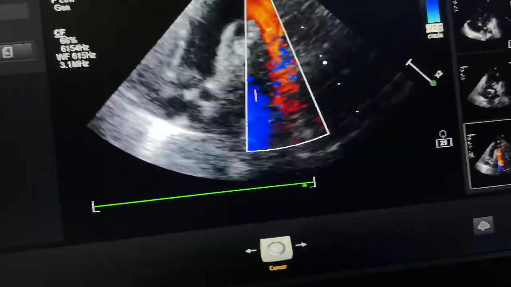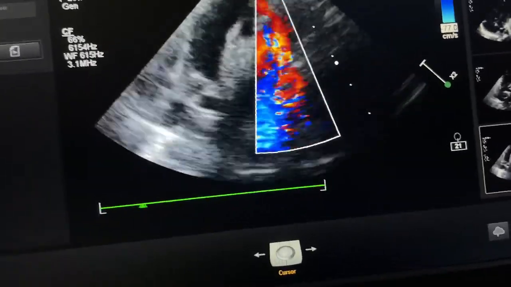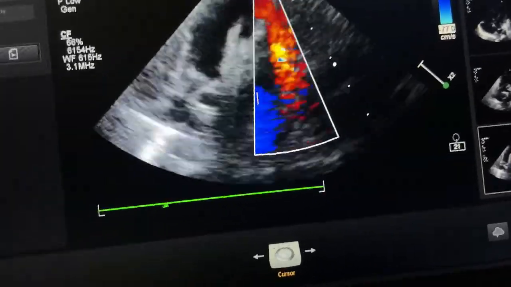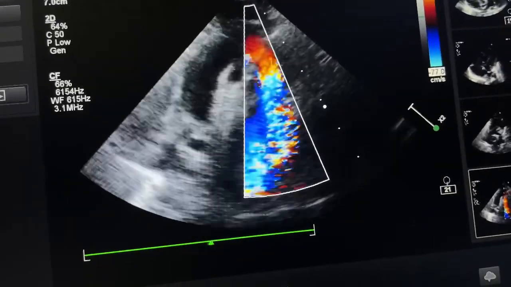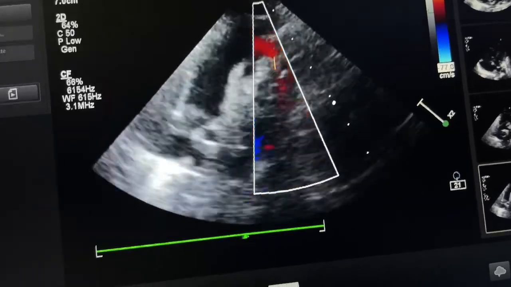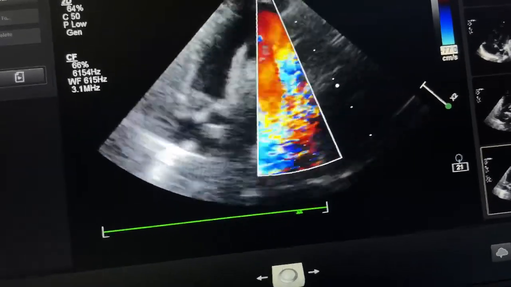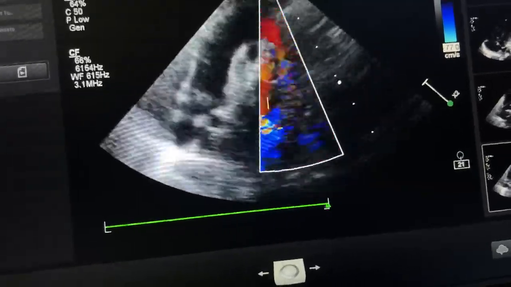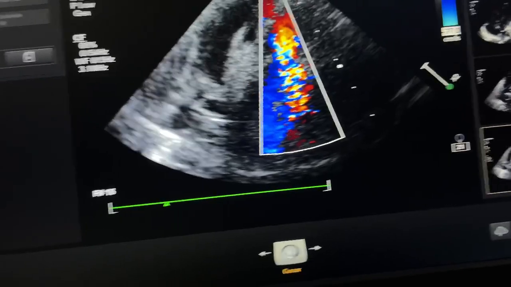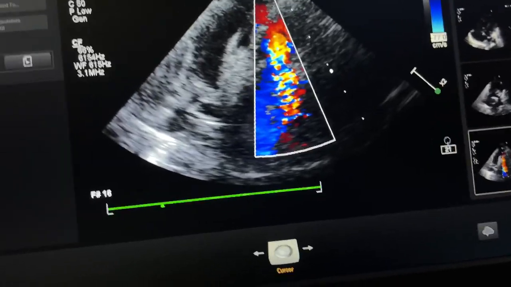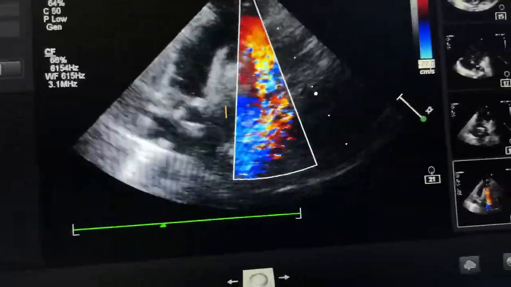Descending aorta has blue color because the image is being taken from the superior one, the suprasternal window. So the color is blue. But in case of total anomalous pulmonary venous connection, you see this color is red. So the direction is upward, but in case of the descending aortic arch, the color is blue, that is, the flow is downward. That is why you can easily understand, this is total anomalous pulmonary venous connection.